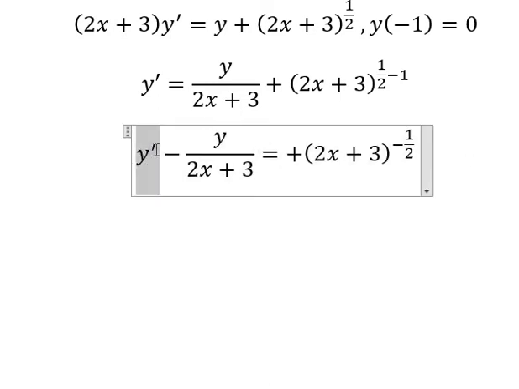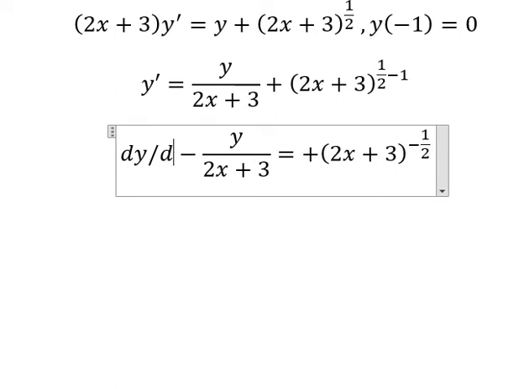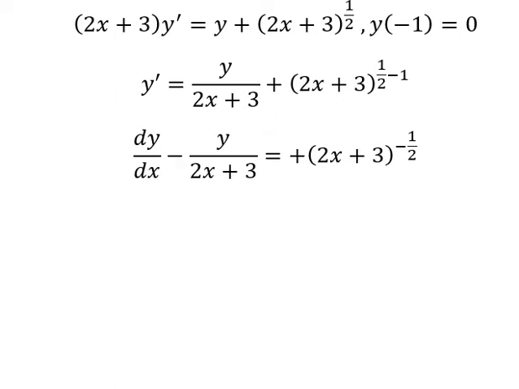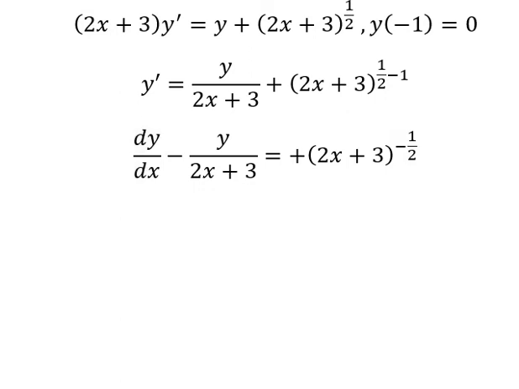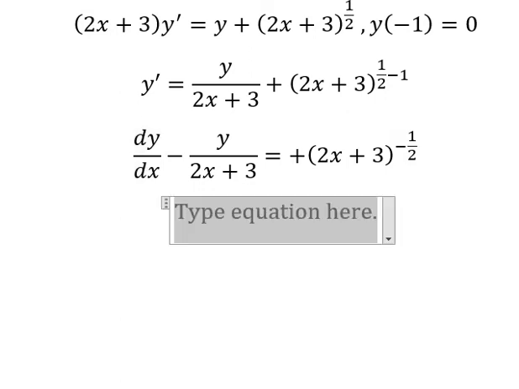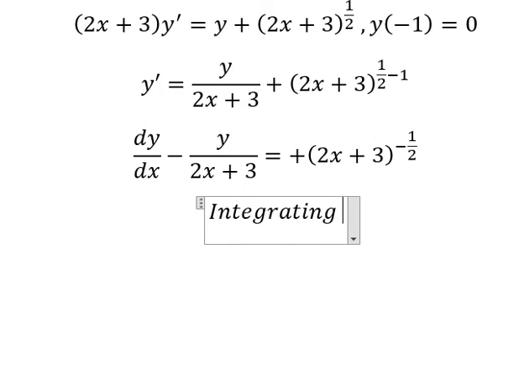Now this one we have dy over dx. So we have y and we have the first derivative of y. So we can use the integrating factor.